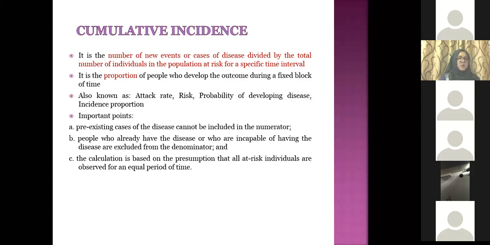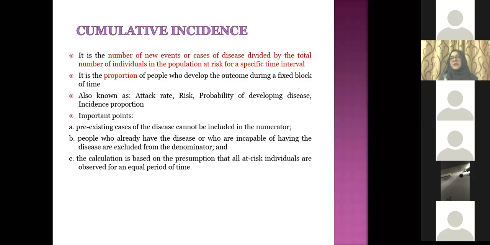So why do we use this cumulative incidence? We use the cumulative incidence to predict the risk of disease over a longer or short period of time. It is the proportion of people who develop the outcome during a fixed block of time, and it is also known as attack rate, risk, probability of disease, developing disease, and incidence proportion.